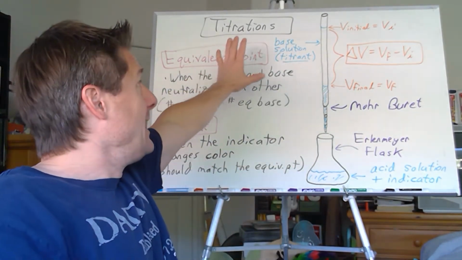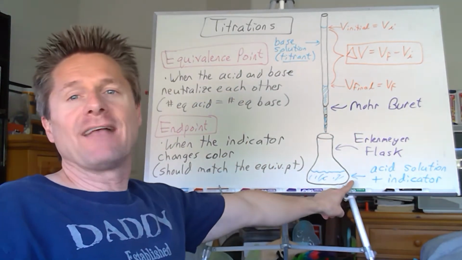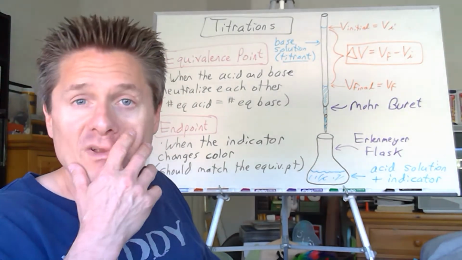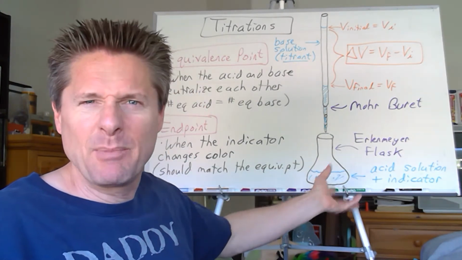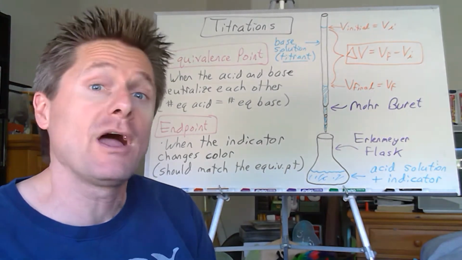All right, so we've got our Erlenmeyer flask. Commonly, you'll have some unknown acid solution in there with a few drops of an indicator. We'll review what the indicator is for. It doesn't have to be the acid, there could be the base, but typically you'll see the acid of some known volume and usually some unknown concentration.